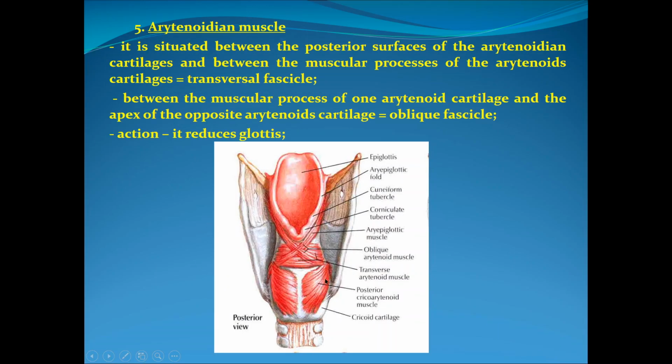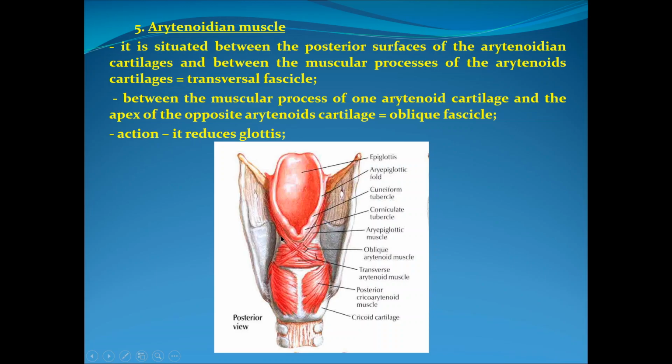Again, this is a posterior view. So arytenoidean cartilages are in this region. There is one here and another one here. So there are two types of muscles. You can see these transversal fibers which connect the left and the right arytenoidean cartilage and form the transversal fascicle.